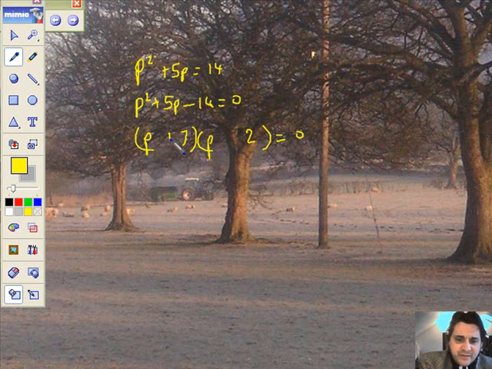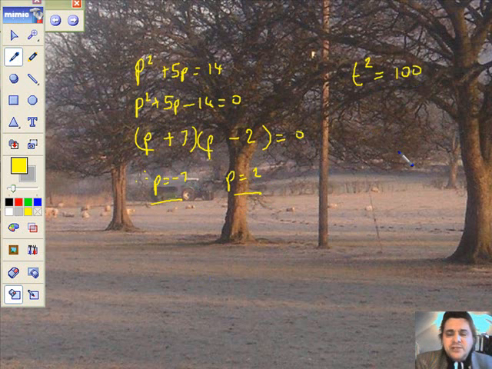I want to get positive 5, so the 7 must beat the 2. So 7 take away 2 is 5. 7 times minus 2 is minus 14. I know it's right. So straight away, p equals negative 7 and p equals 2. Two solutions, and I'll get a grade B for that. Don't be baffled by this one. t squared equals 100. Now you know there's two solutions to any square root.